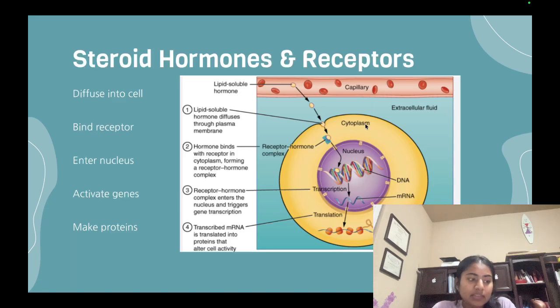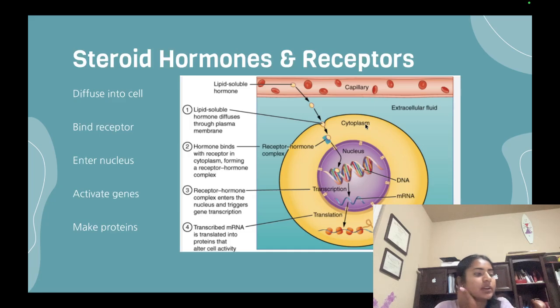Inside the nucleus, the hormone receptor complex binds to DNA sequences called hormone response elements, or HREs, and these act like switches for the genes. So this is how it connects to the genes. And then when the complex binds to the HRE, it activates transcription, where the DNA is signaled to start making the mRNA, and then the mRNA leaves the nucleus and goes to ribosomes, where it can be used as the template to build proteins.